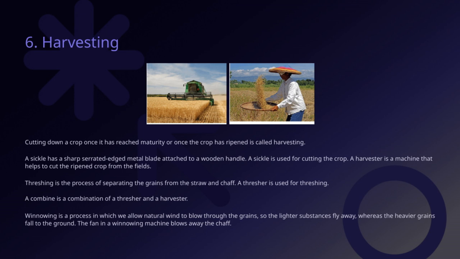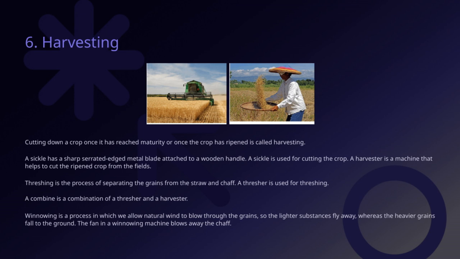Moving on, let's look at the tools used in harvesting. A sickle is a simple but very effective tool. It has a sharp, serrated metal blade attached to a wooden handle. It's used for cutting the crop when it's ready. The sickle allows farmers to harvest crops by hand, especially in smaller fields or for certain crops.